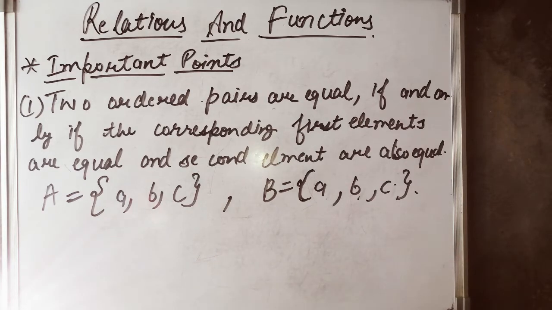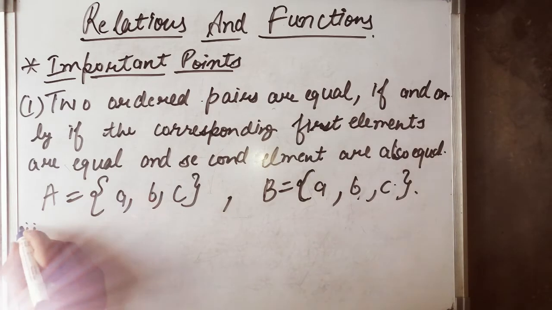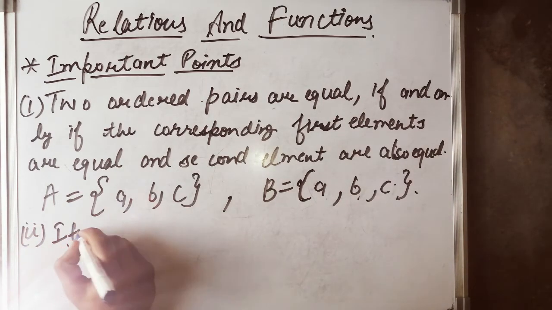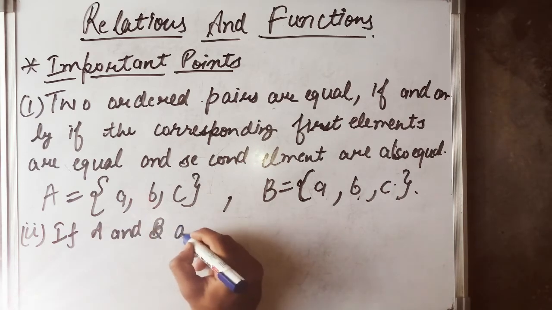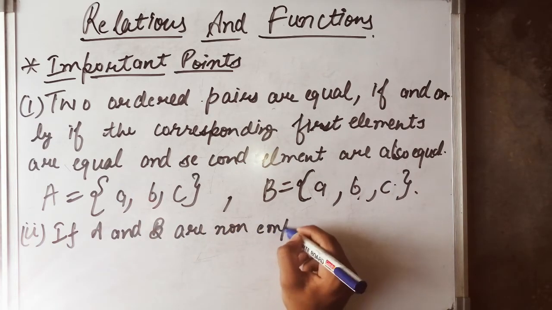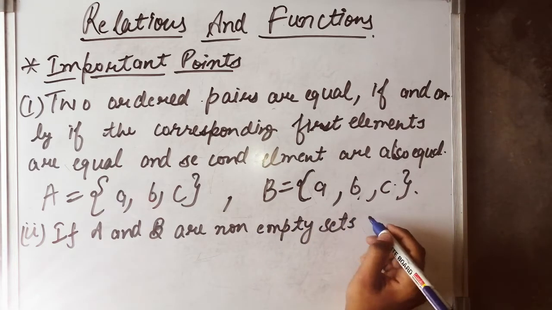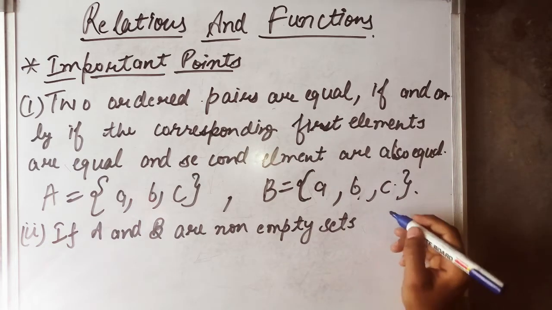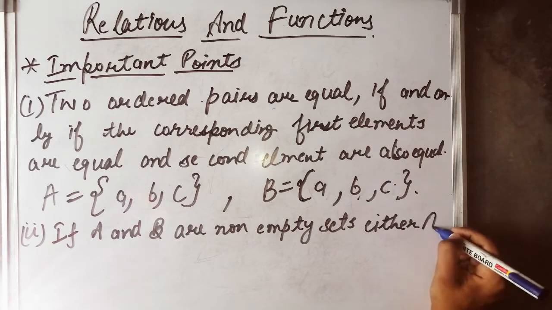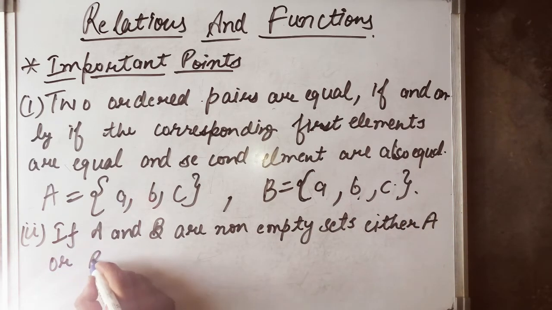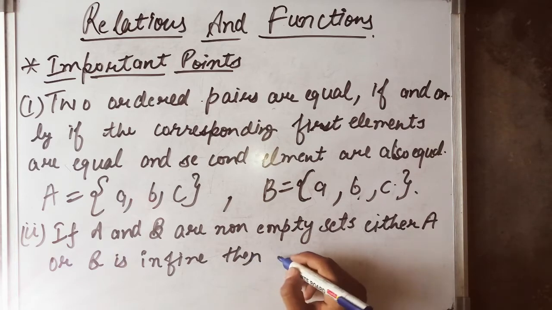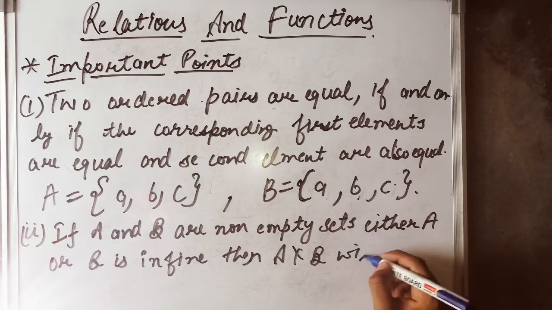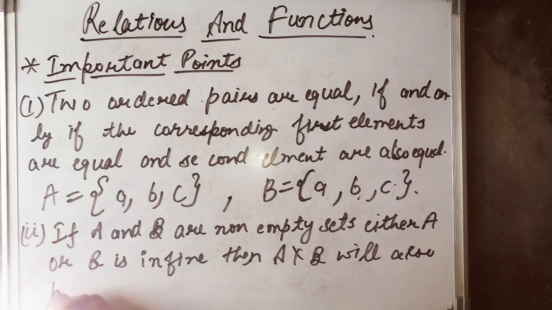Let's move to the second point. If A and B are two non-empty sets, and either A or B is infinite, then A cross B will also be infinite.